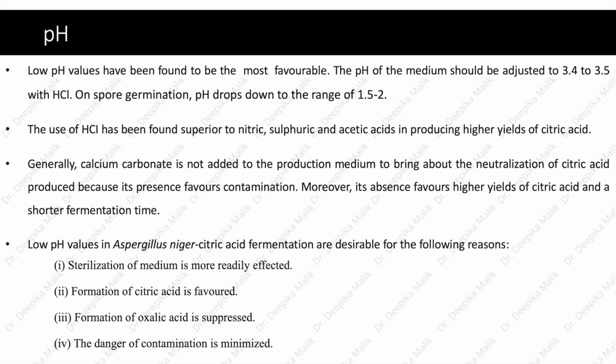Low pH values in Aspergillus niger citric acid fermentation are desirable for the following reasons. First, sterilization of the medium is more readily effected. Second, formation of citric acid is favored at low pH. Third, formation of oxalic acid is suppressed at low pH. Fourth, the danger of contamination is minimized at low pH.